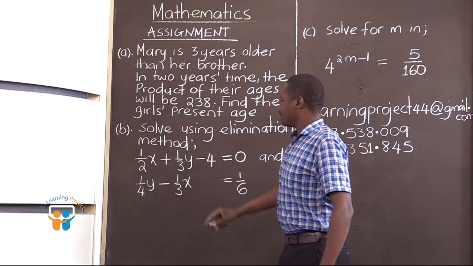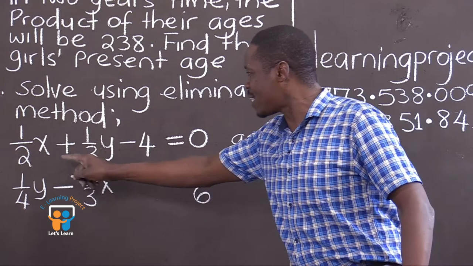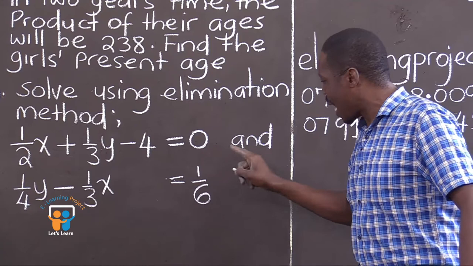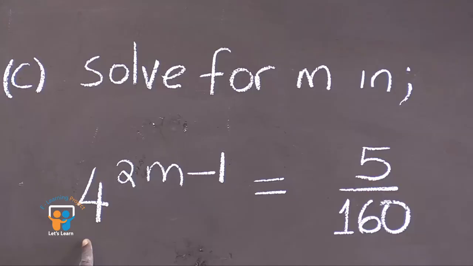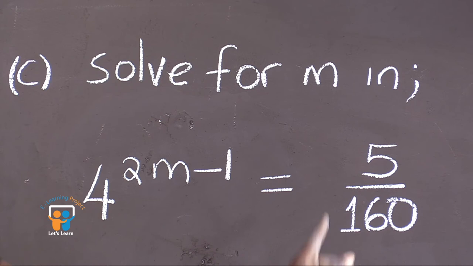Number two says, solve using elimination method. We are having a half x plus a third y minus 4 equaling to 0. And a quarter y minus a third x equaling to a sixth, or 1 out of 6. And then number three, lastly, says solve for m in what? 4 to the power 2m minus 1, equaling to 5 over 160, or 5 out of 160.